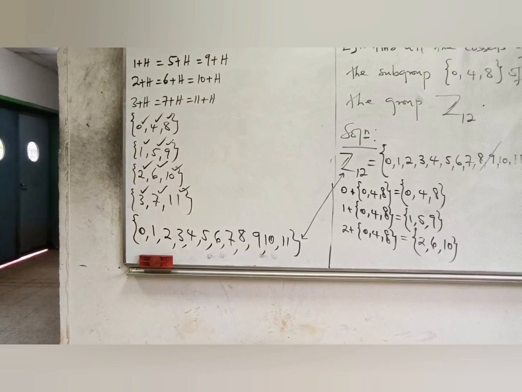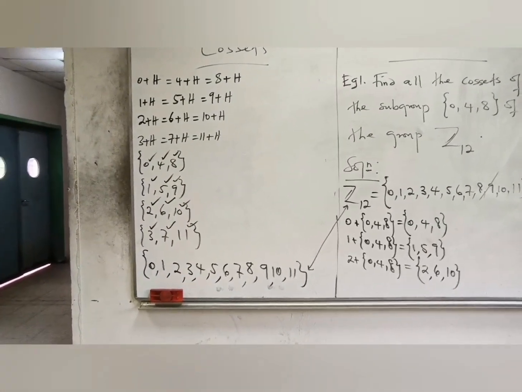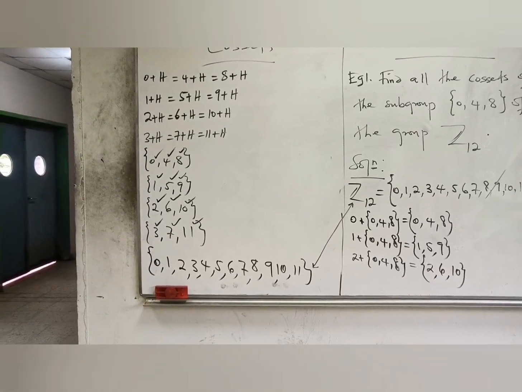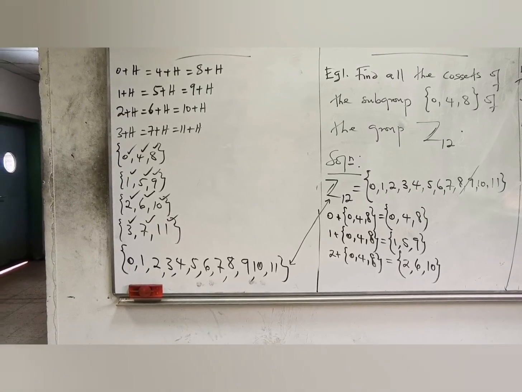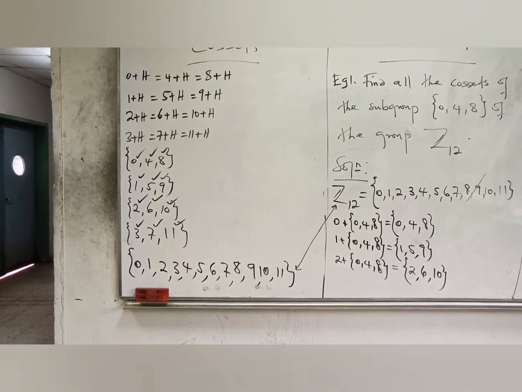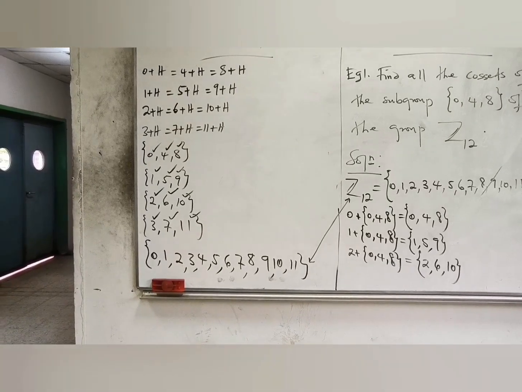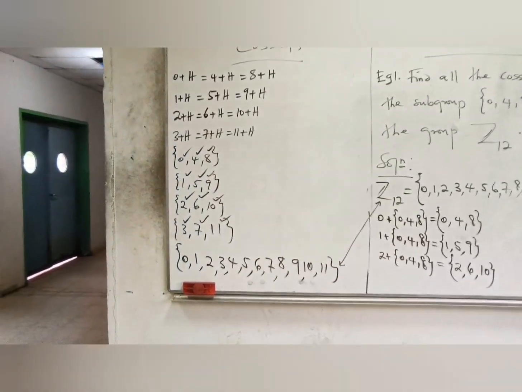Do you understand the meaning of partition? Partition is when you put them together, you must form the same thing. You understand what the meaning of cosets are? You have just partitioned, you have divided it into different sections. At the end of the day, when you put them together, you must form the bigger set. That's all. If they don't form this, then you have not finished. Then your cosets are wrong.